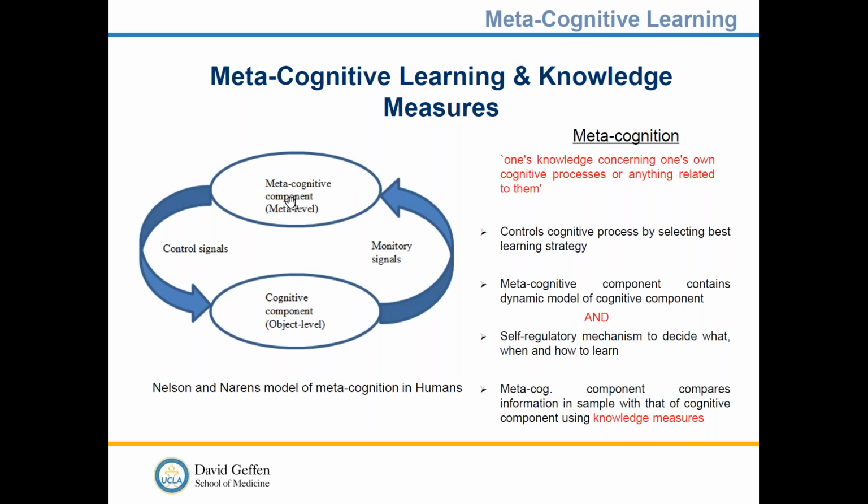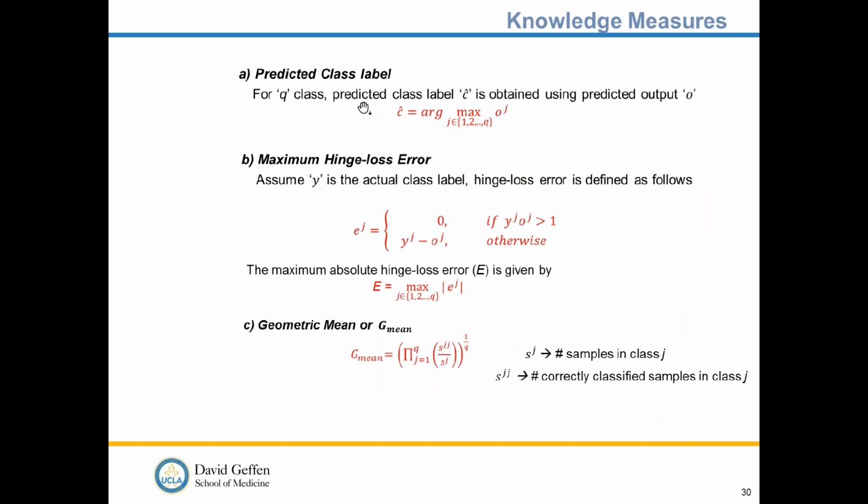So the metacognitive component contains a dynamic model of the cognitive component and a self-regulatory mechanism to decide what, when, and how to learn. The metacognitive component compares information in the new samples from the data stream with that of the cognitive component using certain knowledge measures. These are the knowledge measures that we use. The first one is the predicted class label, the second one is a loss function, and the third one is the geometric mean, which is a common evaluation measure for imbalanced data streams.